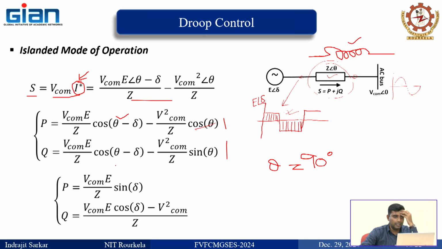So if theta is 90 degrees, we can say that this term becomes 0 and this term becomes cos theta. Cos of 90 minus delta becomes sin delta. This is fine. Then if it is 90 degrees, this becomes 1 and this becomes cos. I think this should be sine. Then it becomes cos delta minus V square divided by Z. Okay, so this is simplified.